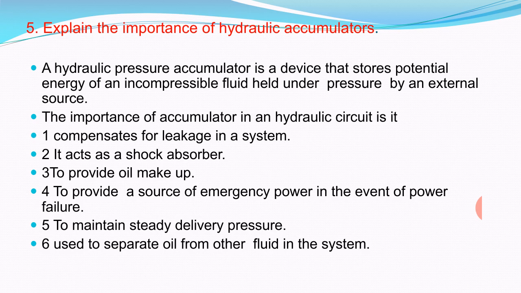Then the third one is to provide oil makeup. So it will provide the excess oil required. Then fourth, to provide a source of emergency power in the event of power failure. A hydraulic system is used in certain applications, for example, in floodgate operation, where it has to complete at least one stroke. If the power fails, the accumulator will provide the power required to complete the stroke. So in an emergency it provides the power.